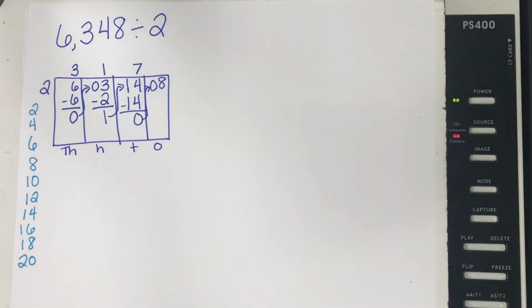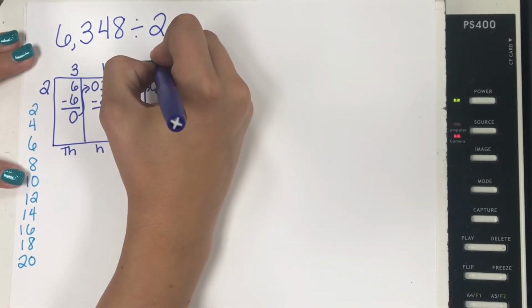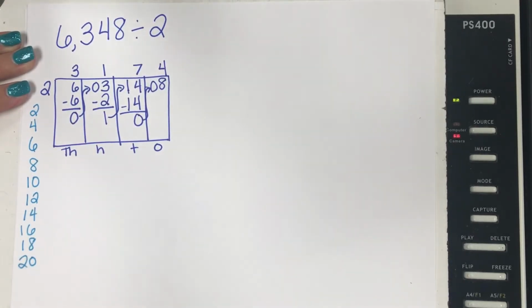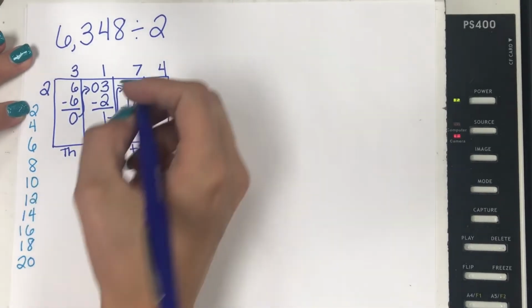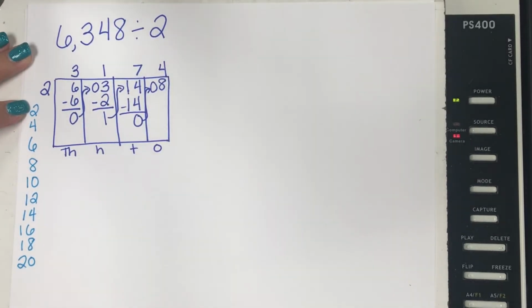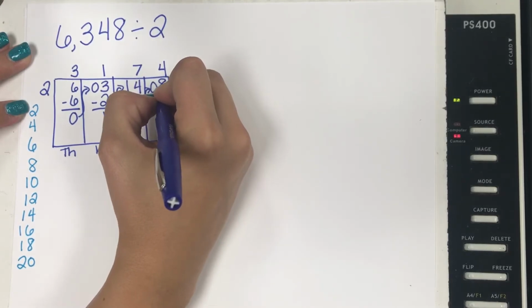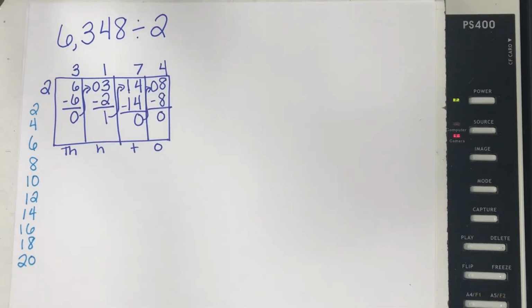So now I have 8 that I need to share with 2 people. How many does each person get? 4. What's my first number bigger than 8? 10. And then there's 1, 2, 3, 4 numbers above it. If I put 4 in each of those groups, how many did I use? 8. So how many are left over? 0.